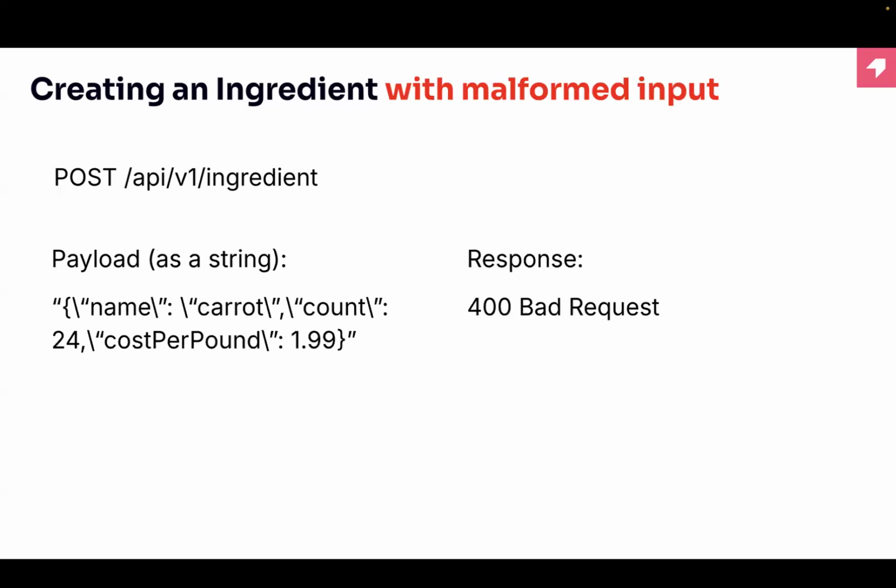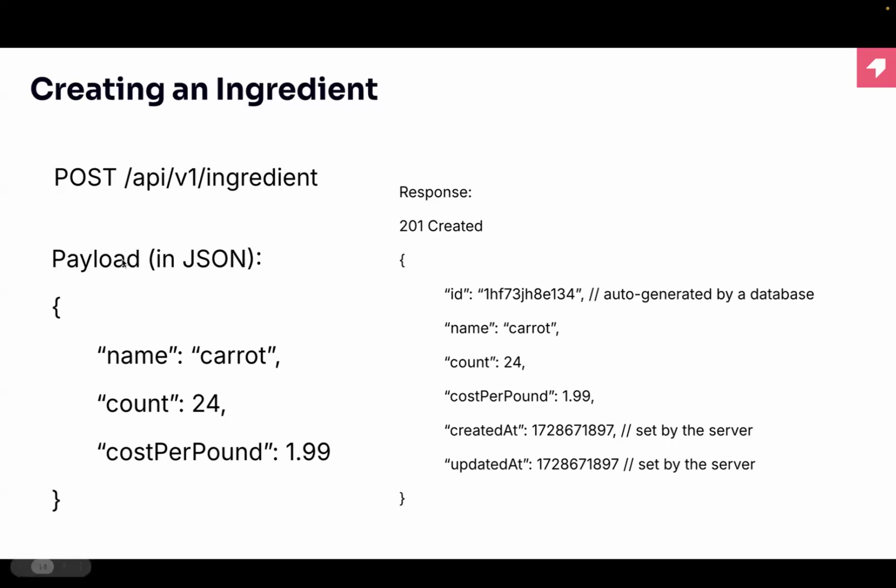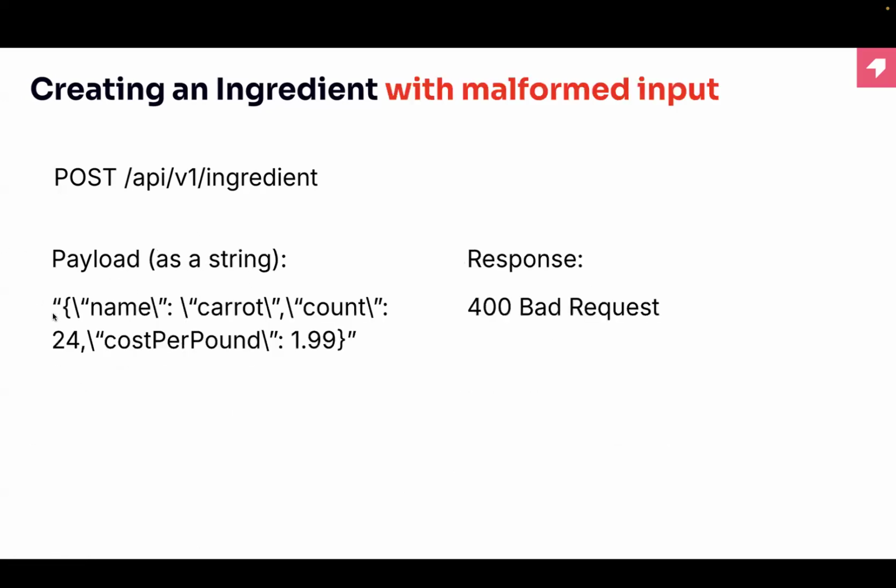So next, say something broke, I want to create an ingredient, but I give it the wrong input. In the previous one, this was a JSON object. In the next one right here, I'm giving it a string, but it encapsulates the JSON object. Well, a string is not what the API is expecting, so it would return a 400 bad request, and hopefully you would know to fix that.